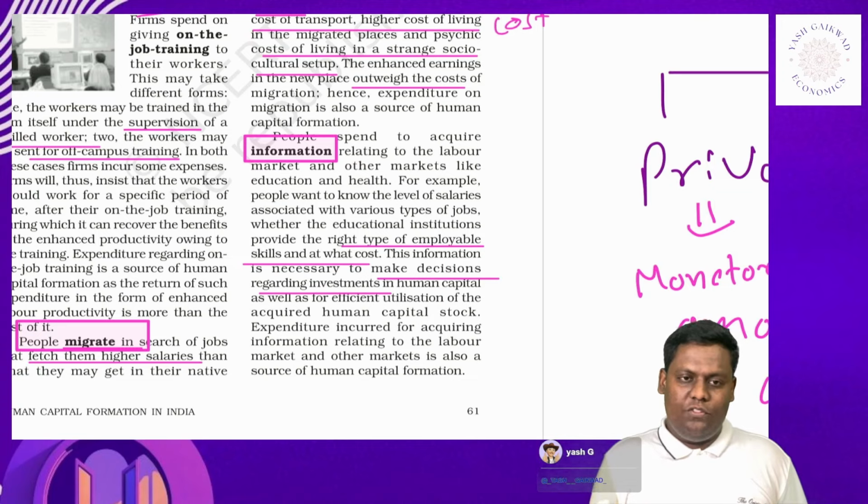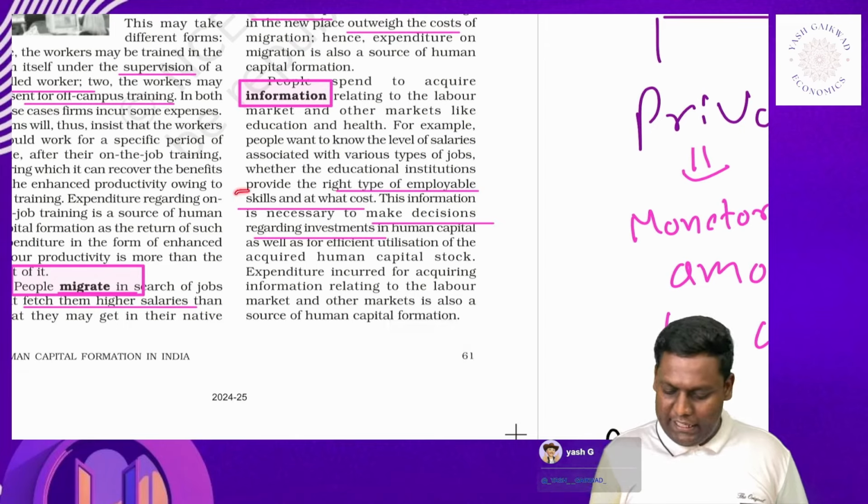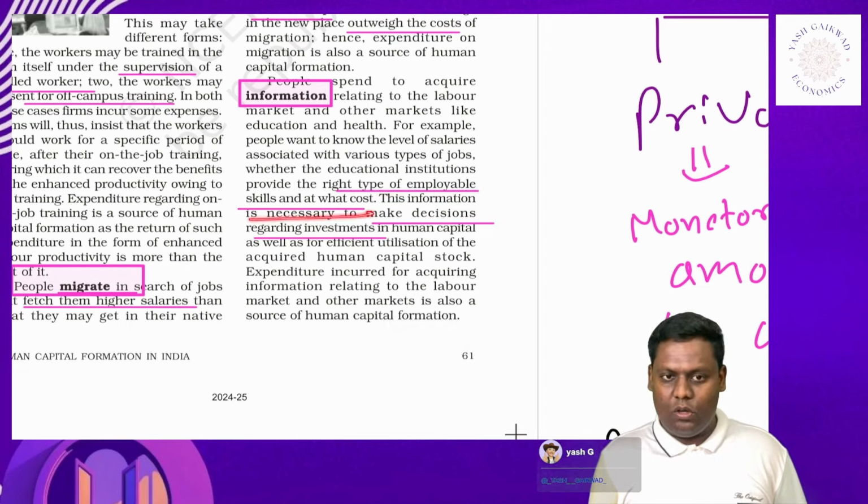When we talk about information, we talk about being aware of the opportunities that one can monetize upon. That is, providing the right type of employable skills at a relevant cost.